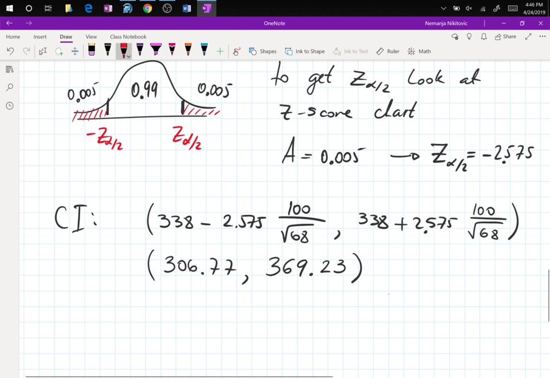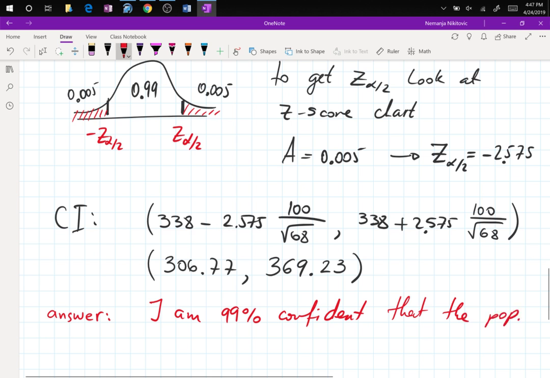Answer. I know it's a part B of the problem, but still you have to answer. I am 99% confident that the population mean mu lies between 306.77 and 369.23.